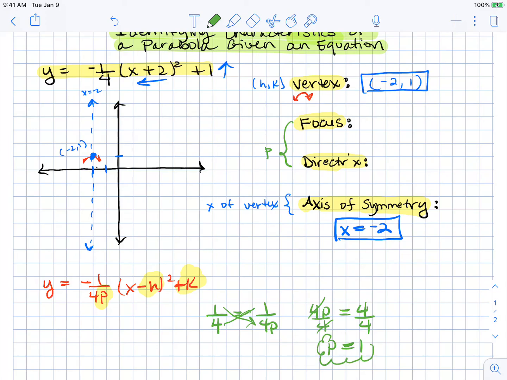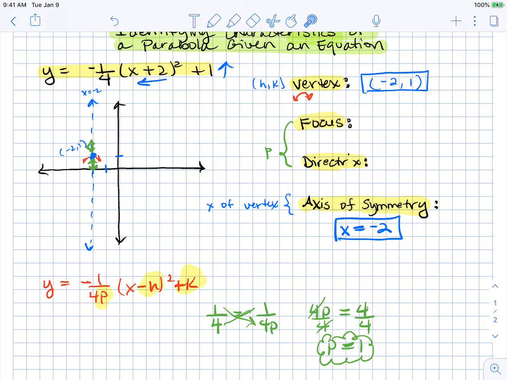I can use this information and say that I know the distance between my vertex and my focus is 1 unit, and I know that the distance between my vertex and my directrix is going to be 1 unit. And that's going to help me to figure out what exactly my focus is and what exactly my directrix is.